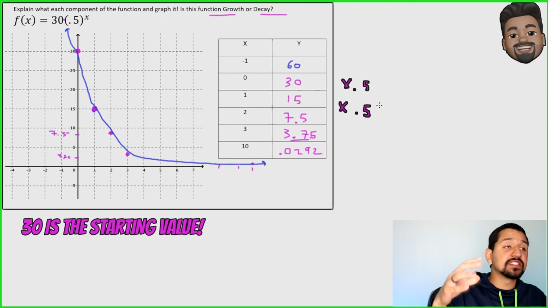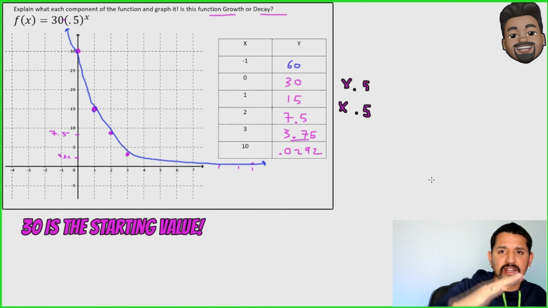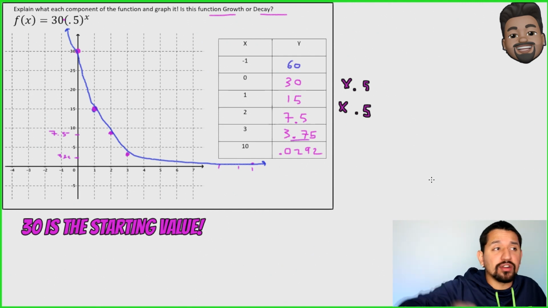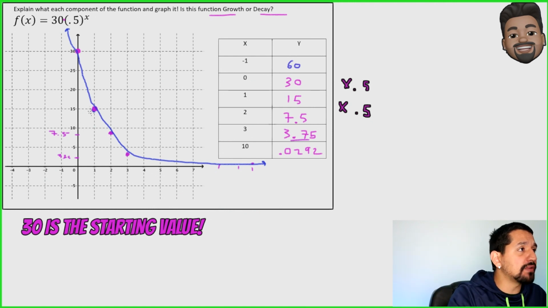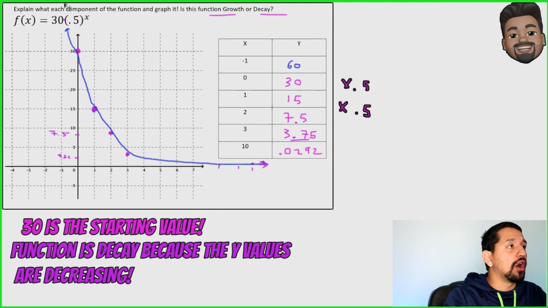When we read this graph from left to right, you're going to notice the y values are going down and decreasing. You can see a little bit of curvature, but at some point it's just going to get smaller and smaller because we keep taking half of it. This graph is going downward like this. That tells me right away this graph is decay, because the y values are decreasing. This is really hitting on the heart of exponential functions, and hopefully you got an idea of how it looks in an equation, a table, and a graph.